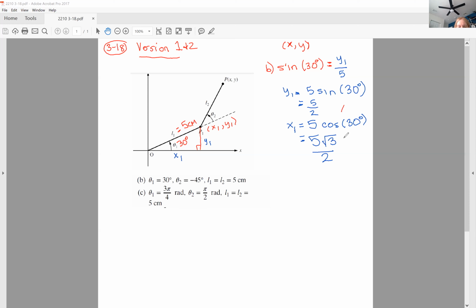Okay. So I now found how far I've gone in the x direction and how far I've gone in the y direction. And if that was the end of the problem, then I'd be done, but it's not. So what I want to do is I'm going to erase this and this and this, because I don't really need any of it for part 2.